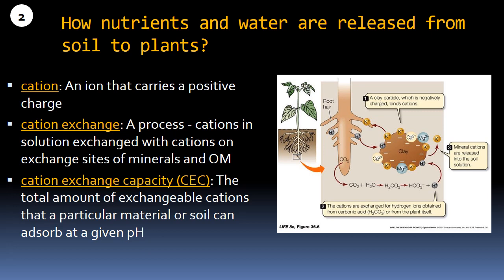The cation exchange capacity looks at things as a whole. If you look at the picture here, you would see that this clay has negative charges, but a lot of other cations, nutrients, are attached to the soil. So the cation exchange capacity looks at all of these, how all of them can be exchanged from the soil to the soil solution, or from the soil solution to the plant. So it will look at the process as a whole.